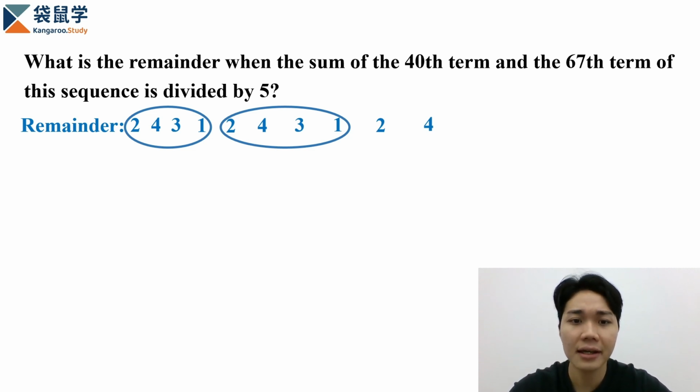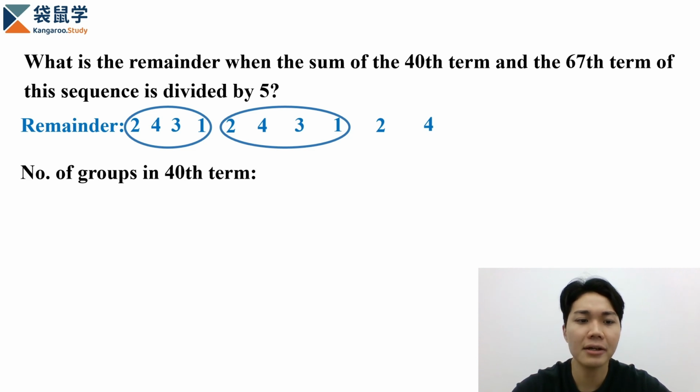So indeed, this is a fixed pattern, right? It goes 2, 4, 3, 1 all the way. It will multiply by 2, but if it gets bigger than 5, 5 will be subtracted. Right? Okay, so we know that it does go in this pattern all the way. How do we find what is the remainder in the 40th term? First we can find and remove all the groups in a pattern. Right? The number in a group is 4. There's 4 numbers, so we can divide 40 by 4. And then we get 10.